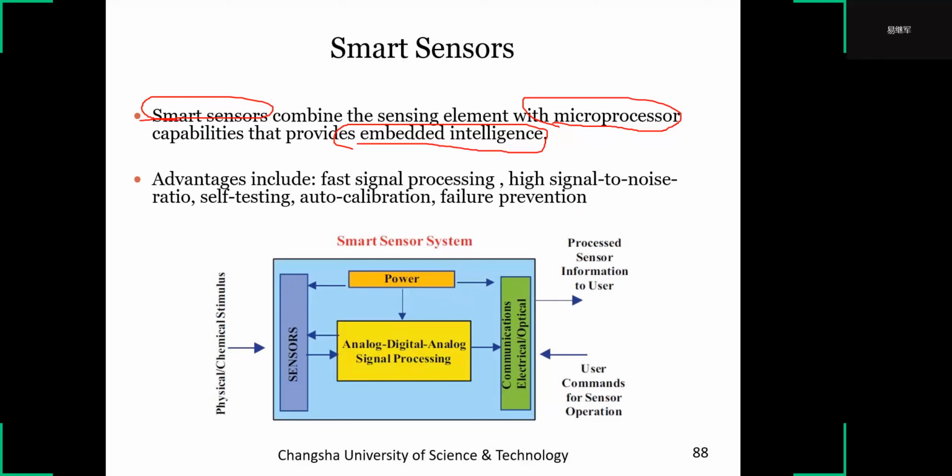With the microcontroller, the microprocessor, the smart sensor can process signals and filter the noise, do self-testing and auto calibration, and prevent failure.